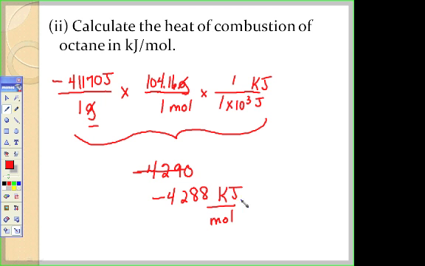So hopefully you're getting the hang of this. There's one more of the combustion ones, and I'd really like you to give that a shot on your own and wait until you've tried it once before you watch the next video.